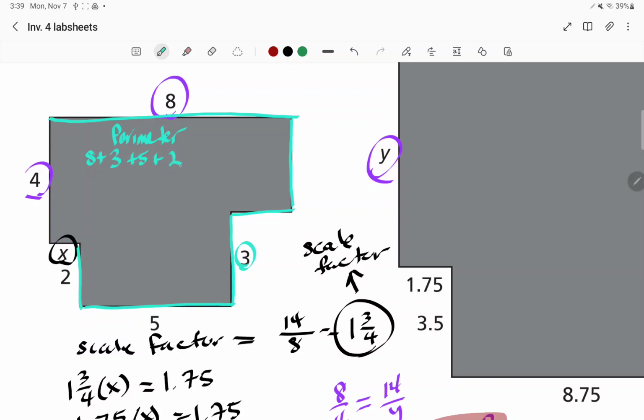This is 2. This is 1. And this is 4. So now we need to figure out what these are. Okay, and we can easily figure those out. Let's look at this one right here. Let's look at this.